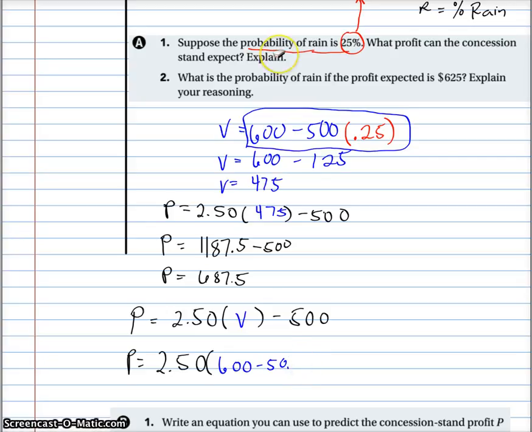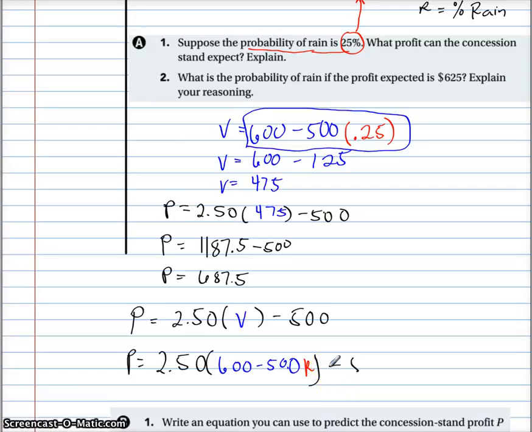Times the probability of rain, which we'll do in red. We'll call this... oops, that's not red. In red, the probability of rain. There's my V. This whole thing represents V. This whole equation is V, because it's right there.